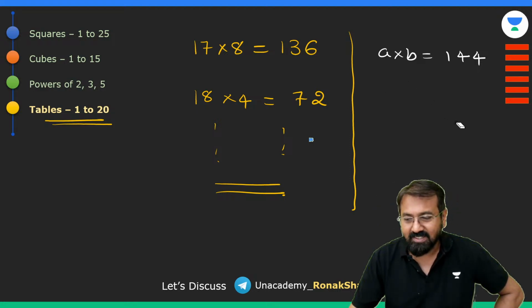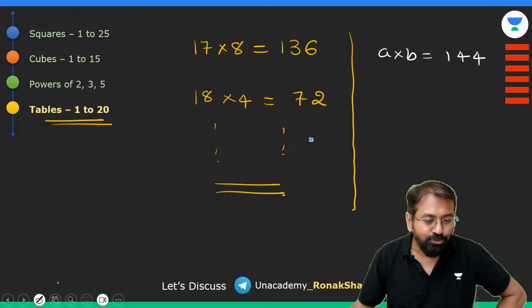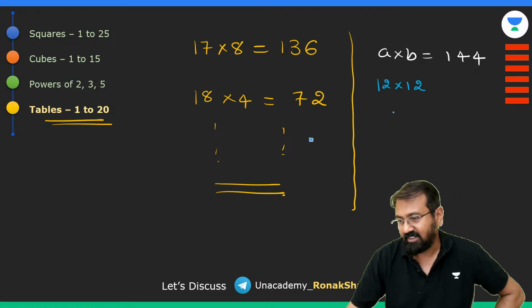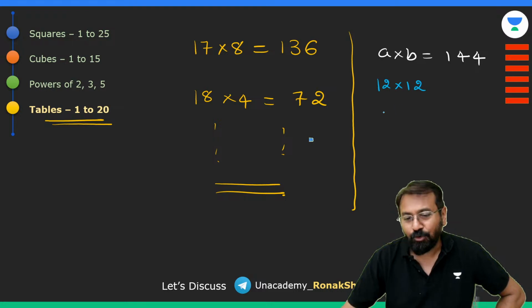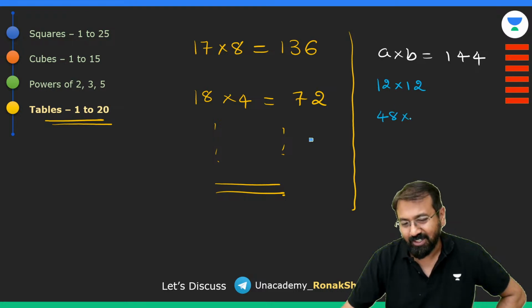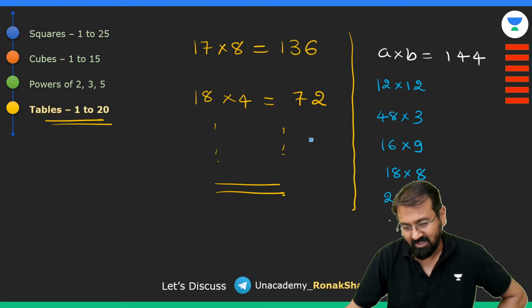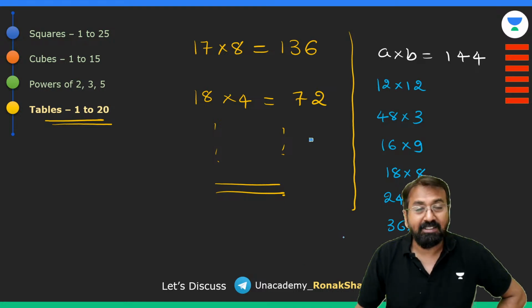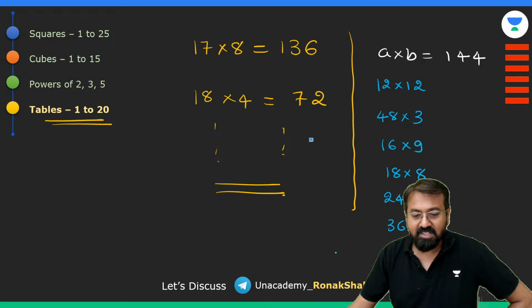Correct. So guys, of course it's 12 into 12, then what else, guys? 48 3s are, 16 9s are, 18 8s are, 24 6s are, 36 4s are, and so on and so forth. So there are many ways in which you can split that, right? Now this is something that you should know.